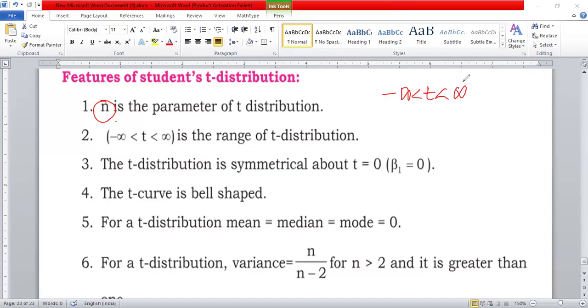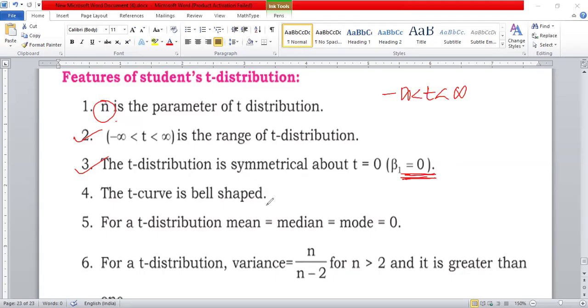The range of the chi-square distribution is 0 to infinity. Remember, don't get confused: chi-square is 0 to infinity, Student-t is minus infinity to infinity. And third one, the t distribution is symmetrical, so beta 1 is equal to 0. Please remember, beta 1 is equal to 0 for Student-t. For chi-square, both are greater: beta 1 is greater than 0 and beta 2 is greater than 3.